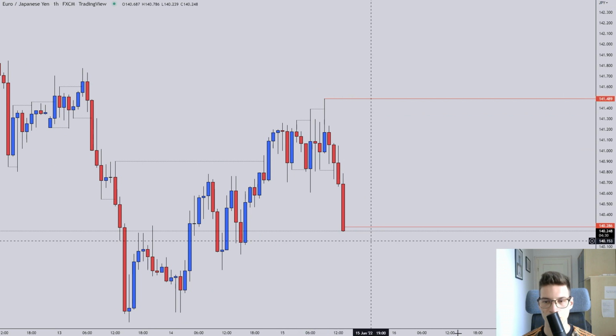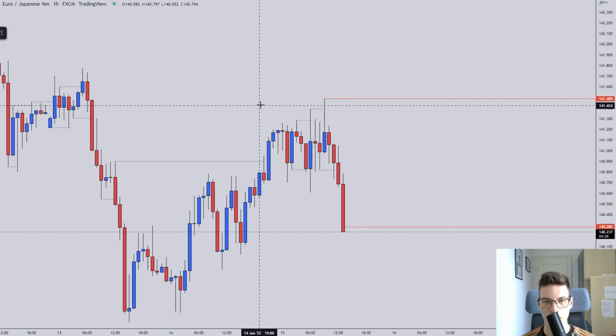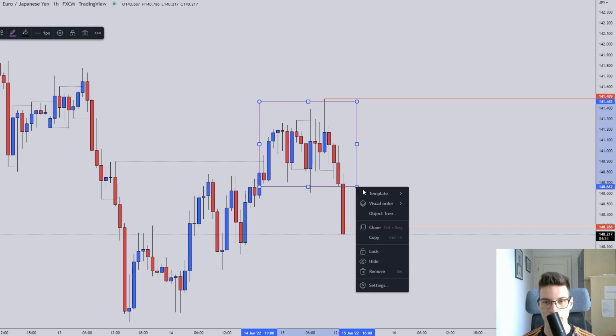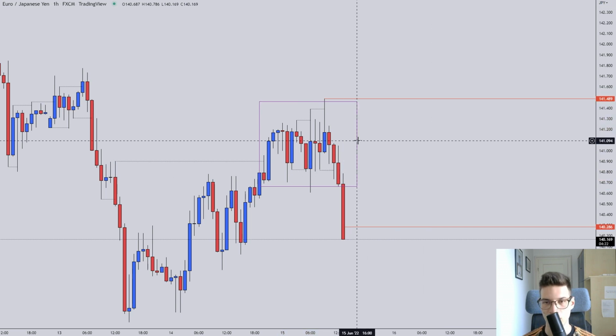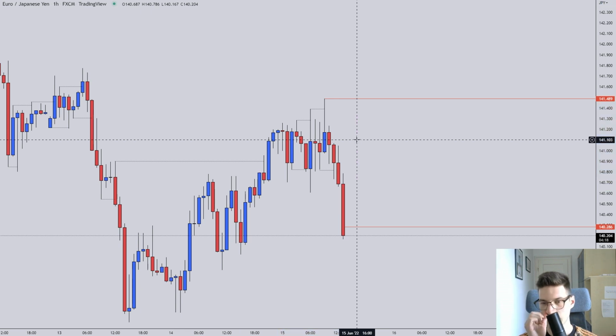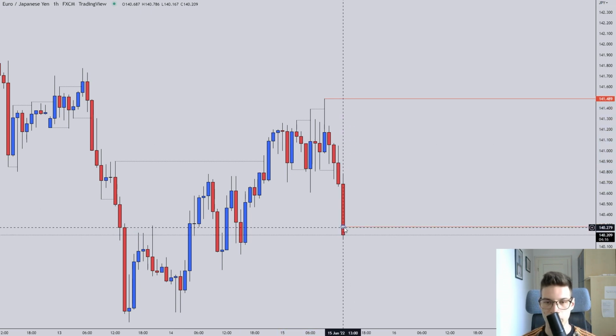When you see huge wicks like this and just no moves but just range bound price action, that's a very bad sign. That is a sign you want to be patient, and that is a sign you want to be a bit more careful when looking for setups. And now we are getting some momentum down.